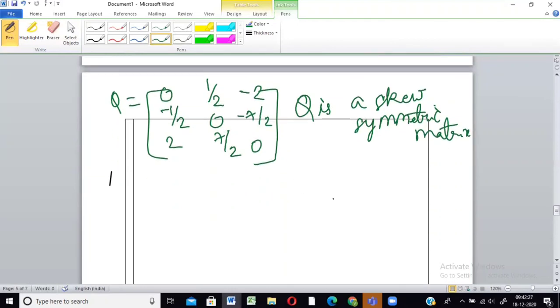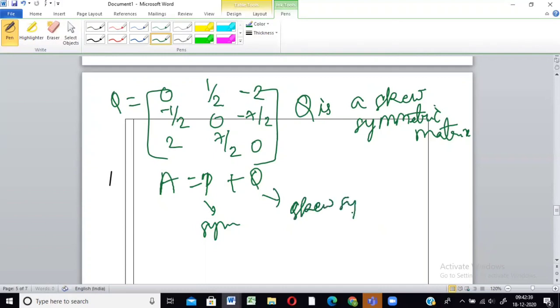So now A is expressed as the sum of symmetric and skew symmetric. So A is now expressed as P plus Q. P was nothing but symmetric, and Q was nothing but skew symmetric. So thus we have expressed A as the sum of symmetric and skew symmetric matrices. You have a few such sums in the exercise also. We're expected to do them in the same way.